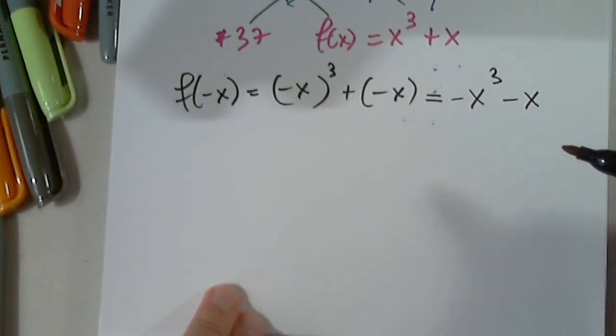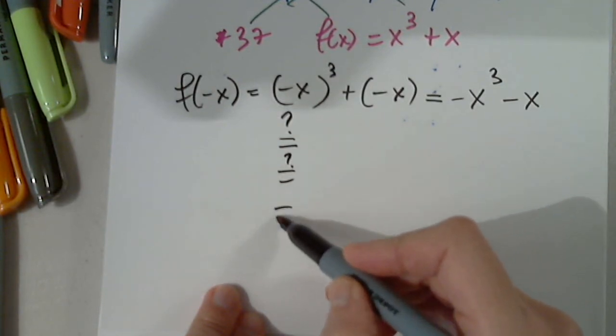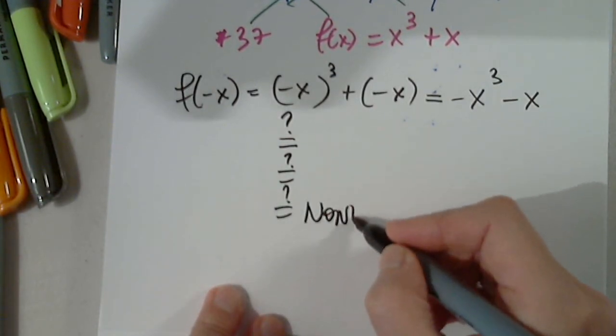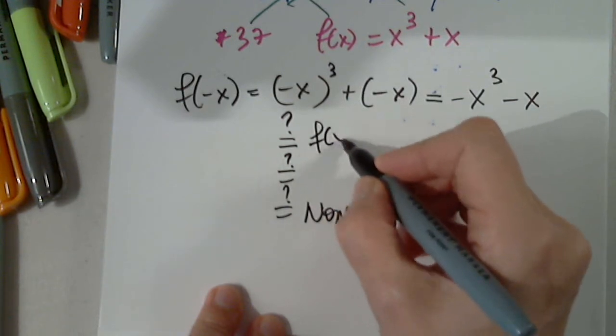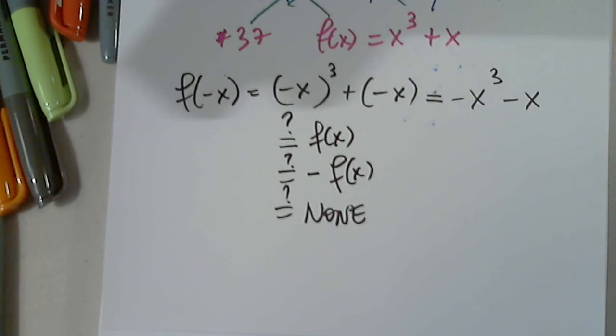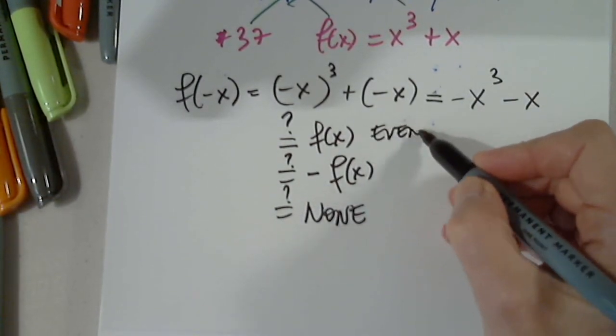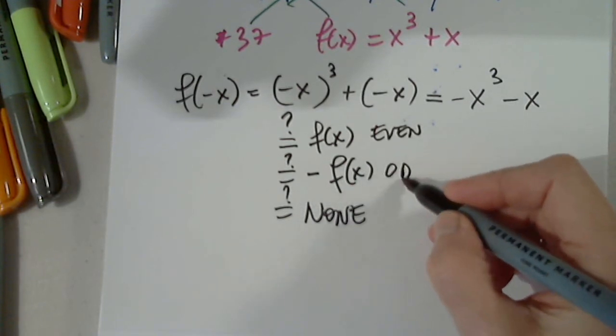And remember, I have three questions. Or we have two questions. The last one is none of the above. This has to be equal to f of x or negative f of x. If I say yes to the first one, then it will be even. If I say yes to the second one, then it will be odd.